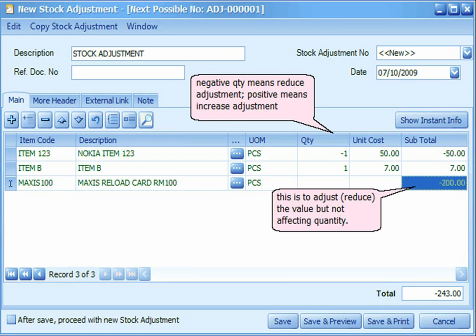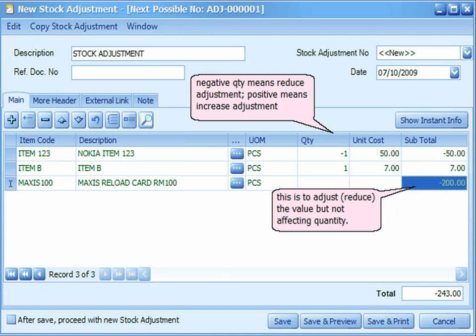Stock adjustment. Click on plus sign to add a new row and select the item to be adjusted. In quantity column, you may key in negative quantity to reduce the balance quantity of this item, or positive quantity to increase. In such case, the stock balance of this item, both quantity and value, will be adjusted.